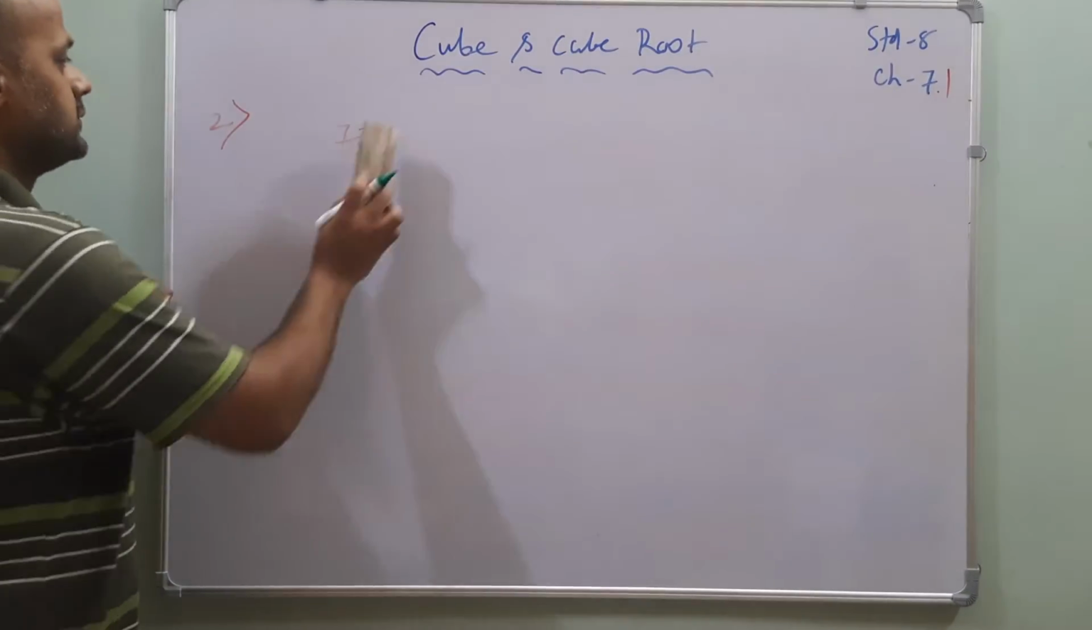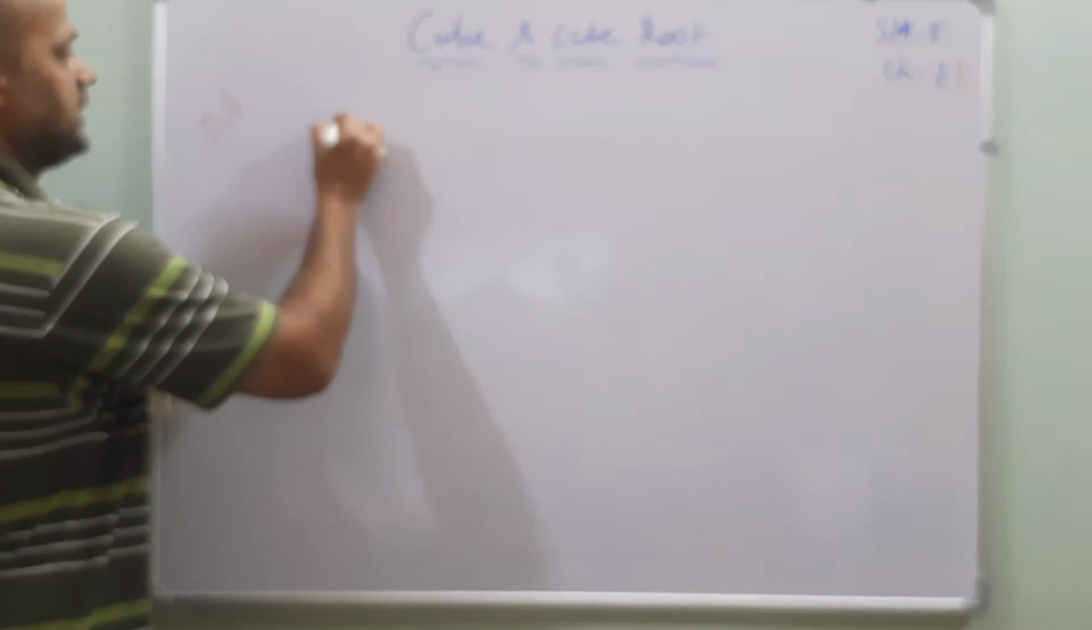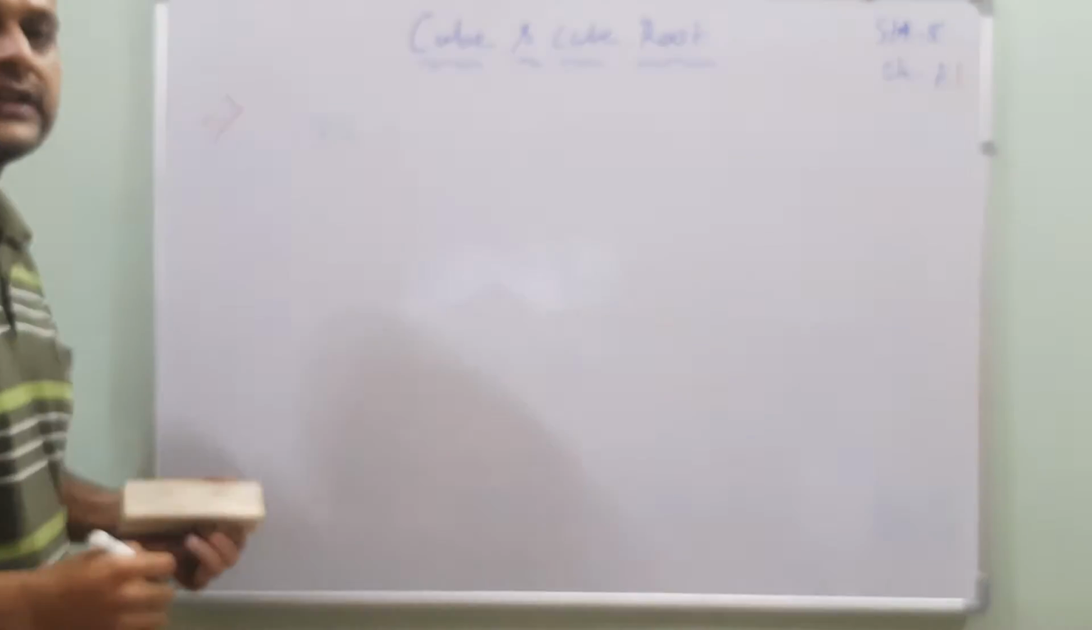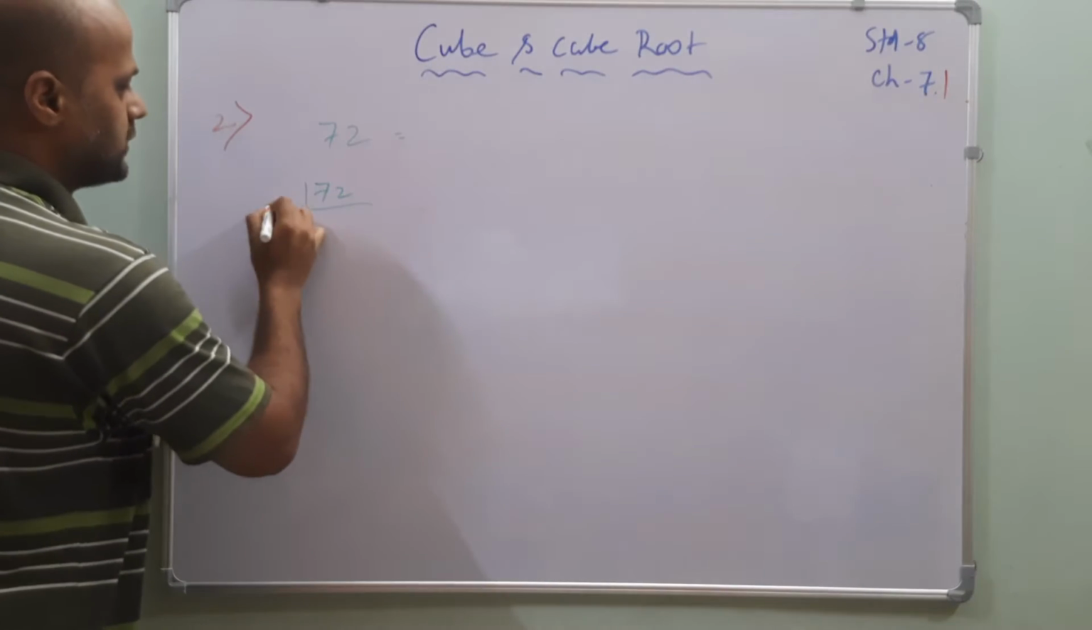So go for the second one. What is that? 72. Okay. So what is the first procedure? You have to find the LCM of 72. Go for it. By which method? Prime factorization method.